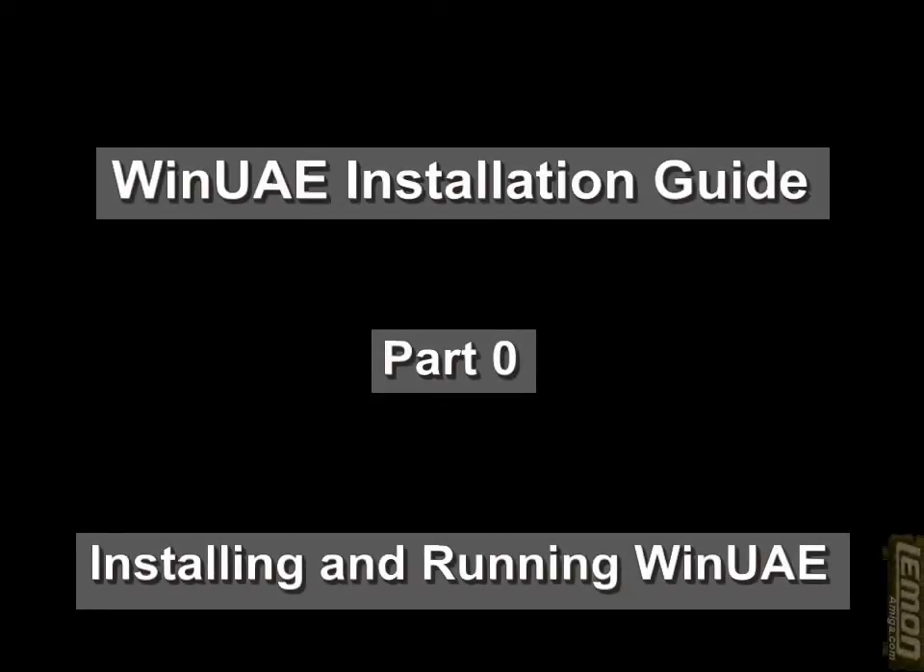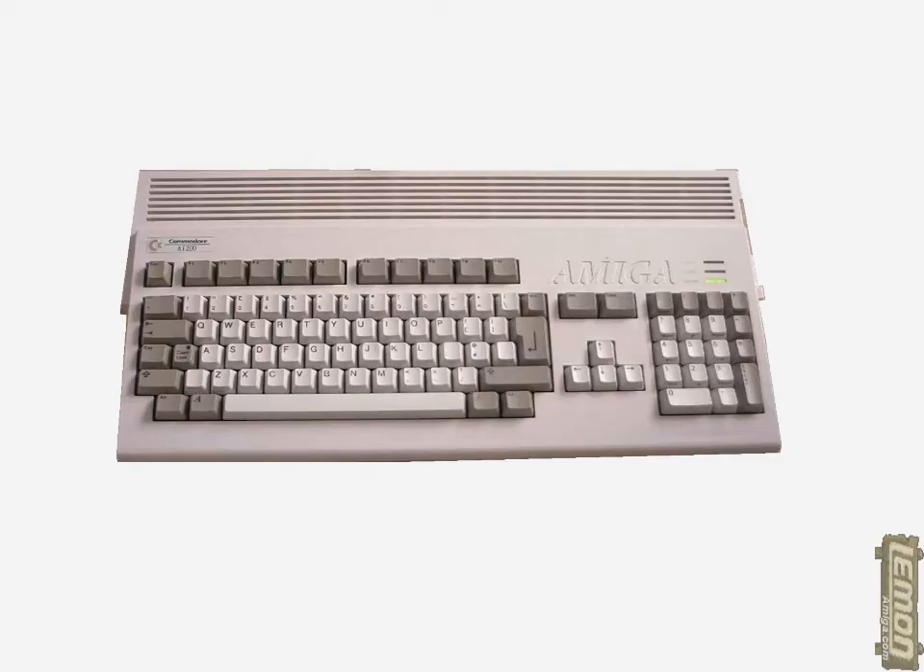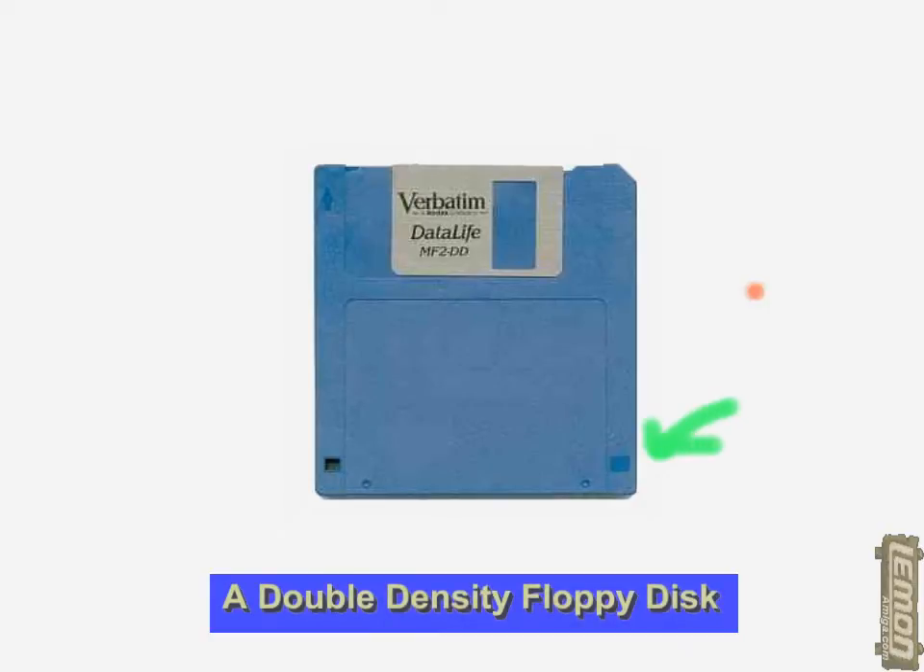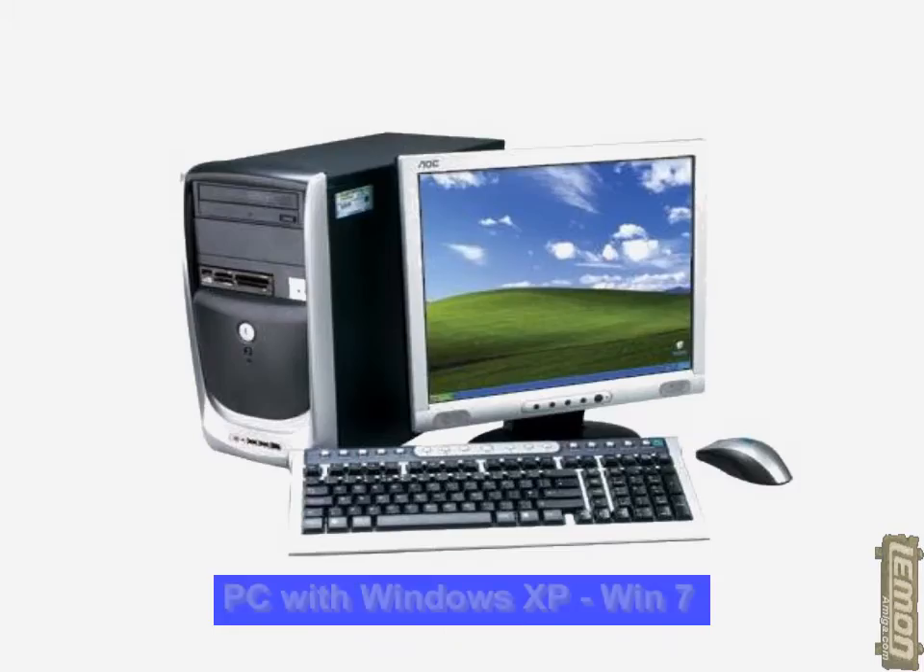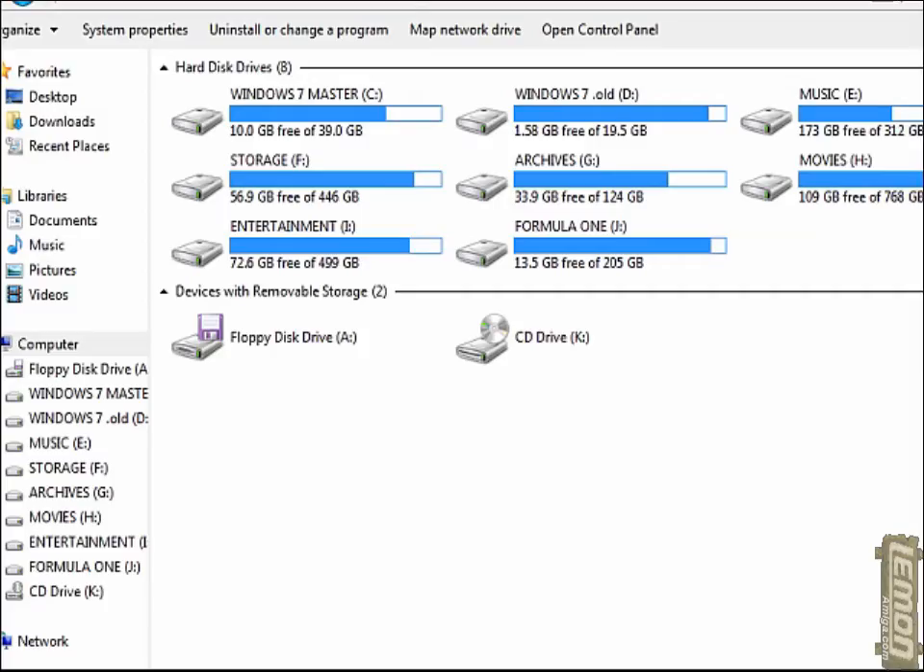This is Dan from Lemon Amiga, taking you through the installation steps to running WinUAE on a PC. And for this we are going to need an Amiga, which has Workbench 2 or above, a blank double-density floppy disk, that's the one without the hole in it, a PC running Windows XP or above, preferably, and we're going to need the internet as well, connected to at least your PC.